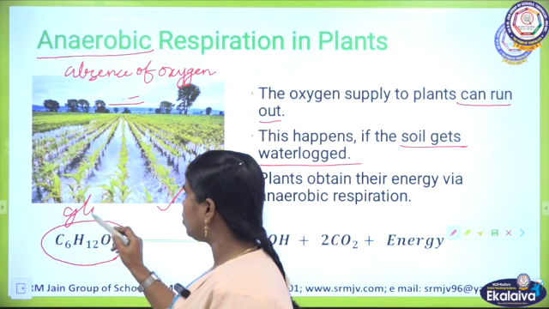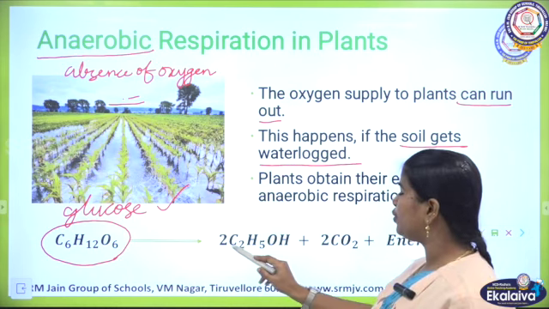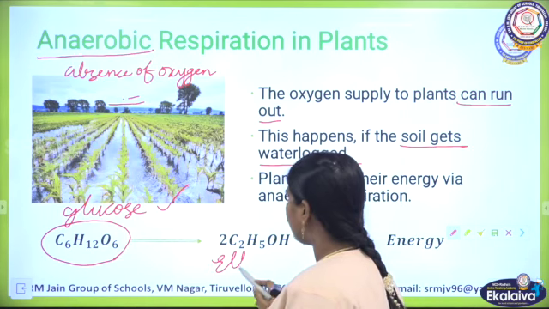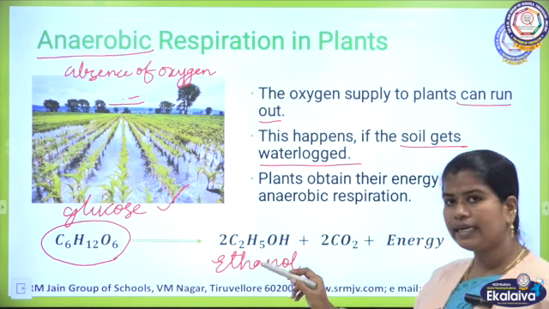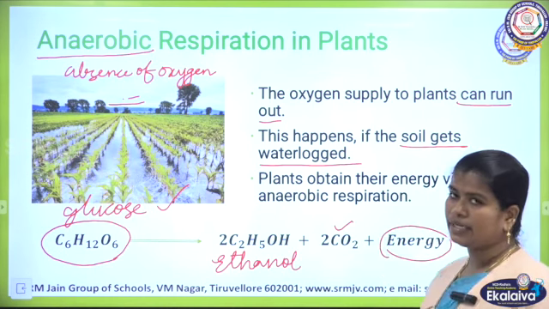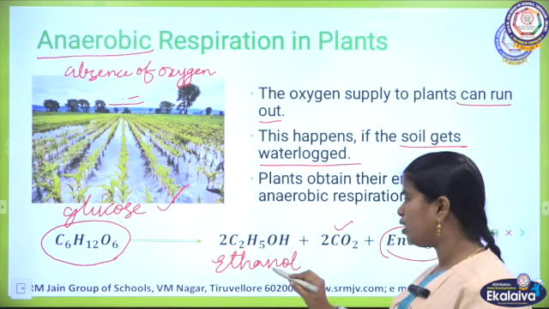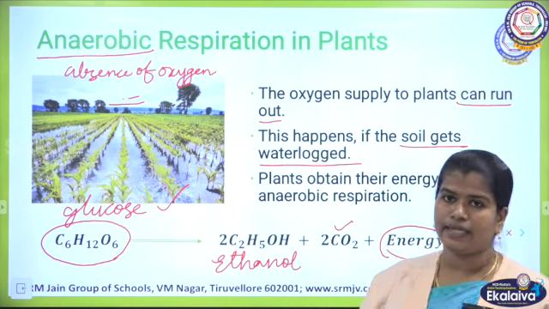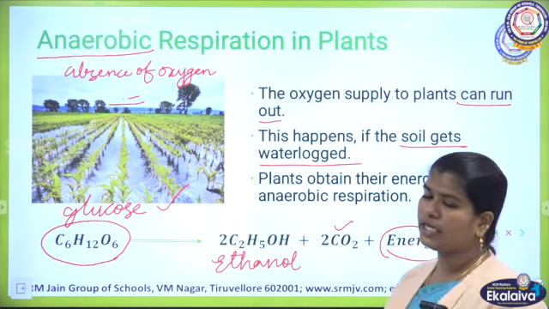Without oxygen, C6H12O6, which is glucose, will be directly converted into 2C2H5OH, which is nothing but ethanol. It will be converted directly into ethanol plus carbon dioxide, along with energy. So, in the absence of oxygen, the glucose directly will be converted into ethanol with carbon dioxide, and it also releases energy. This is anaerobic respiration in plants.